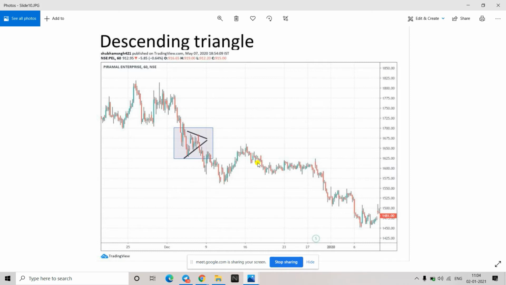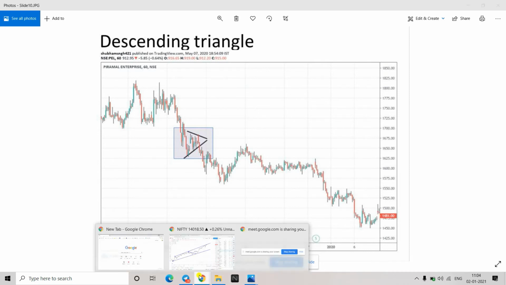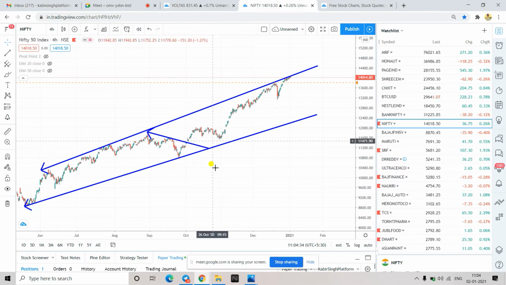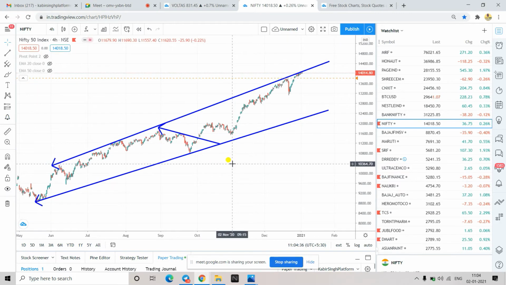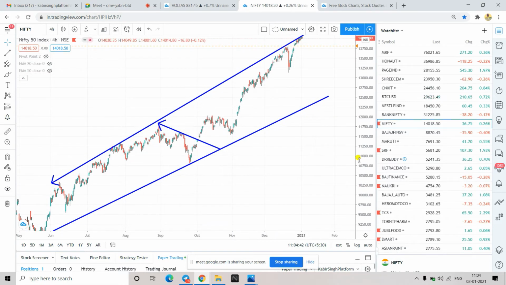Right? So we have just covered double top, double bottoms, flag, and triangle pattern. We have covered these topics now. Now what we'll do is we'll again see it on the chart, where we could find out these patterns.